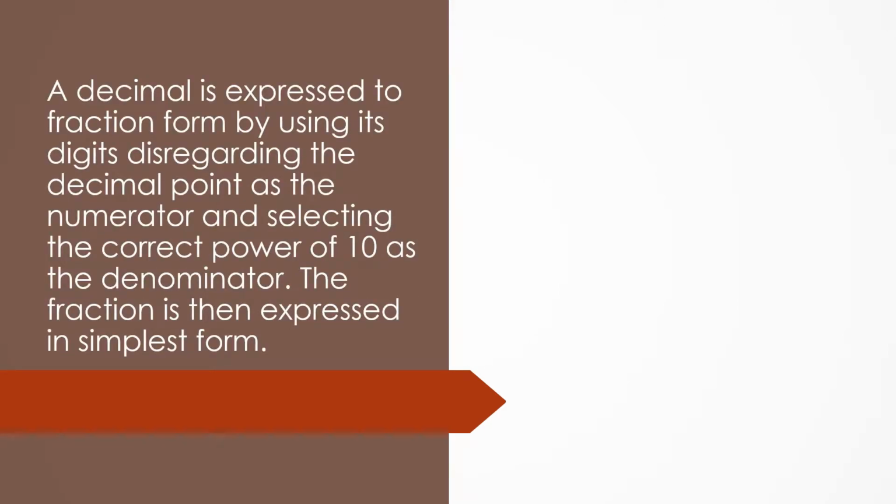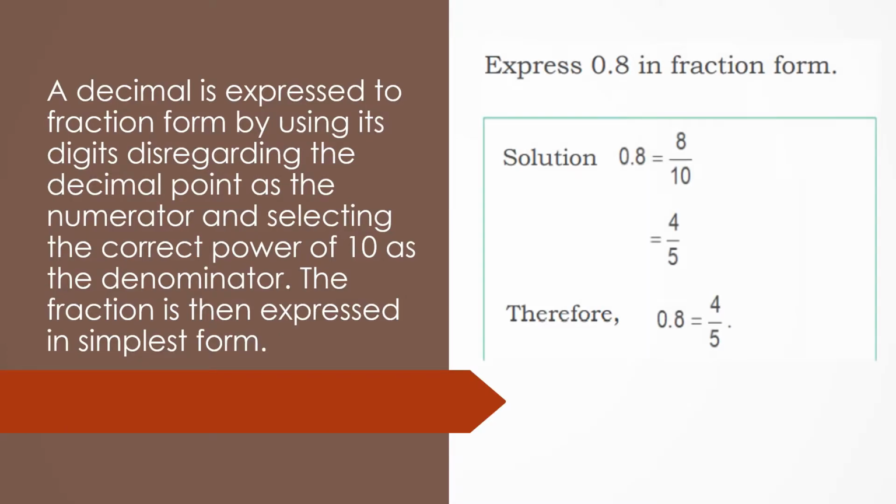A decimal is expressed in fraction form by using its digits, disregarding the decimal point, as the numerator and selecting the correct power of 10 as the denominator. The fraction is then expressed in simplest form. Express 0.8 in fraction form. Our solution: this is read as 8 tenths, so it's equal to 8 over 10.